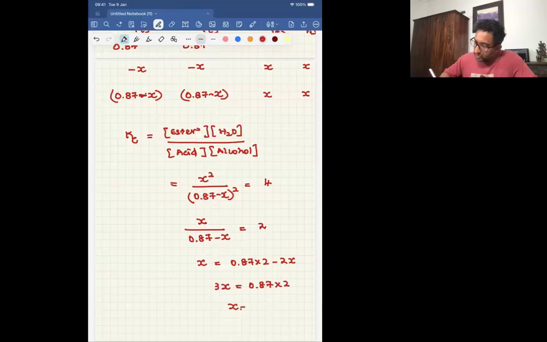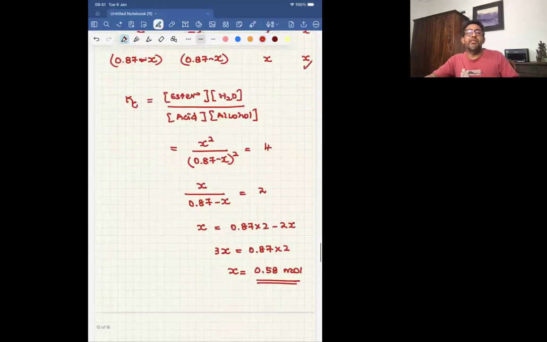X is equal to 0.87 multiplied by 2 divided by 3, which is 0.58 moles. So what is the number of moles of water formed? Water formed is X, 0.58 moles.